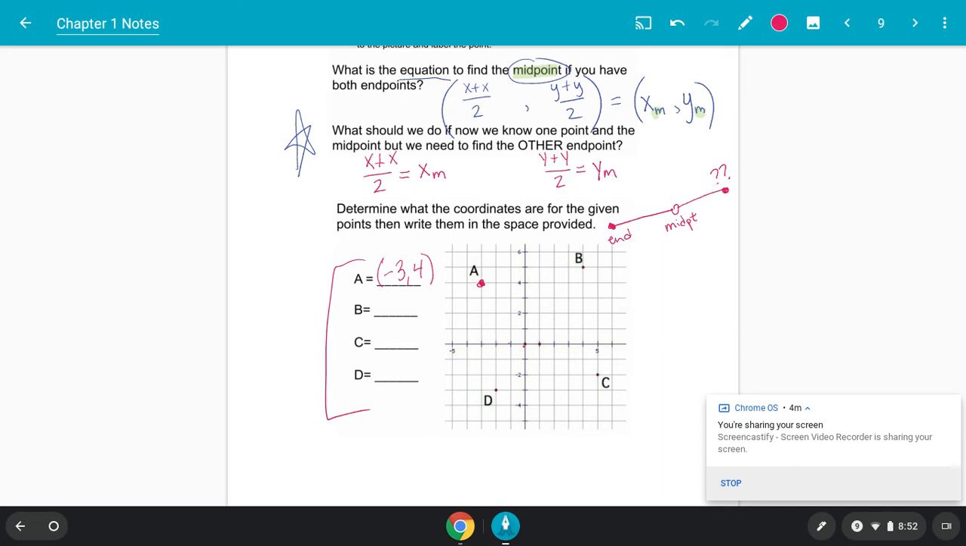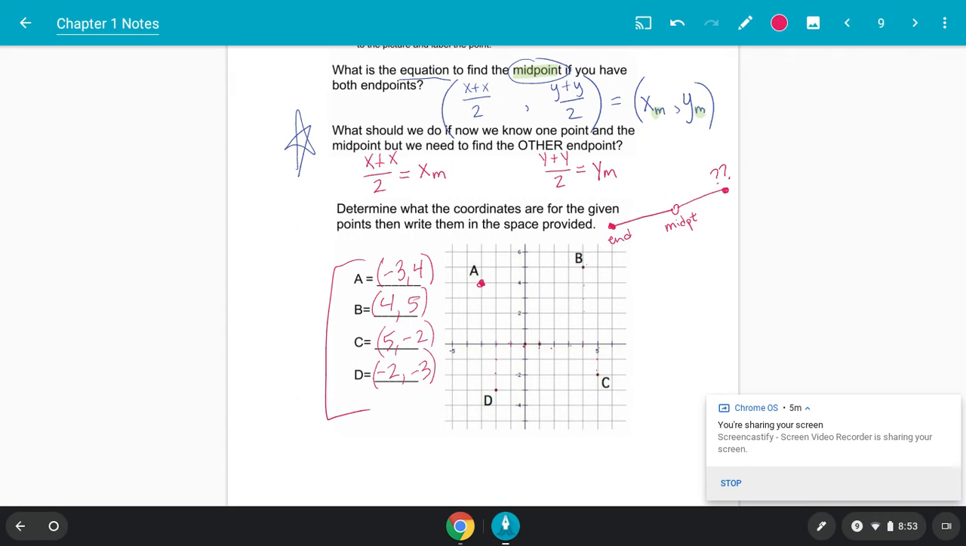Okay, so I hope that you have tried to find what B, C, and D are, what their coordinates are. So B is forward 4, 1, 2, 3, 4, and then up 1, 2, 3, 4, 5. C is forward 5, 1, 2, 3, 4, 5, and then down 2. So it's forward 5, down, so -2. And then D is backwards 2, so -2, and then down 1, 2, 3, -3. Okay?